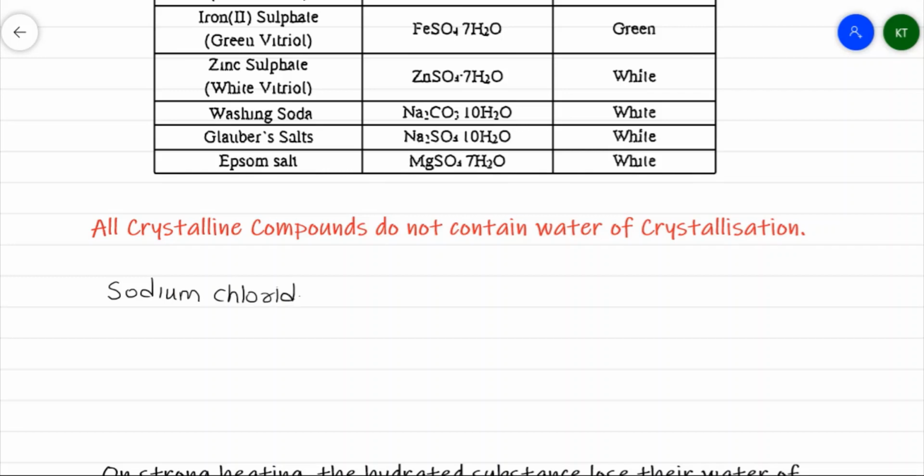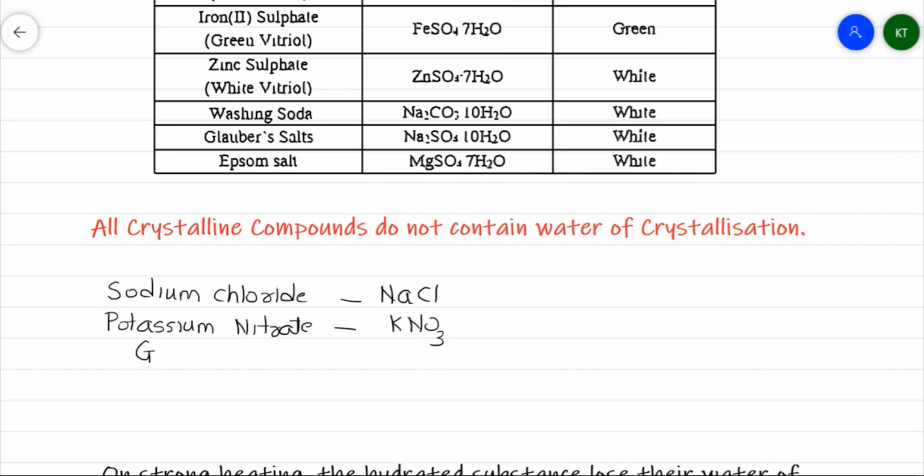That is NaCl. It's crystalline in shape but does not possess water of crystallization. Then we have potassium nitrate. These two do not have any water of crystallization, but still they are crystalline in shape.